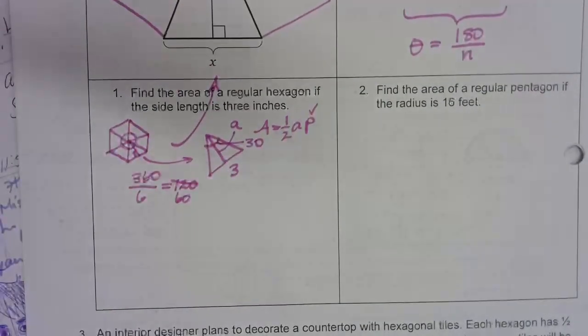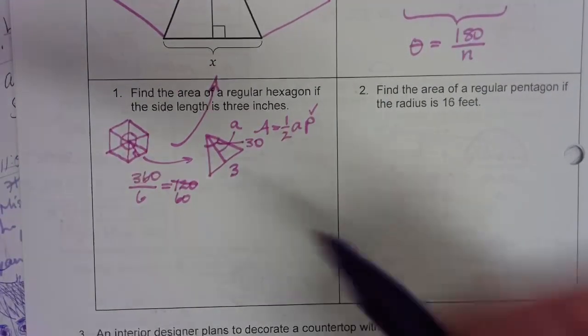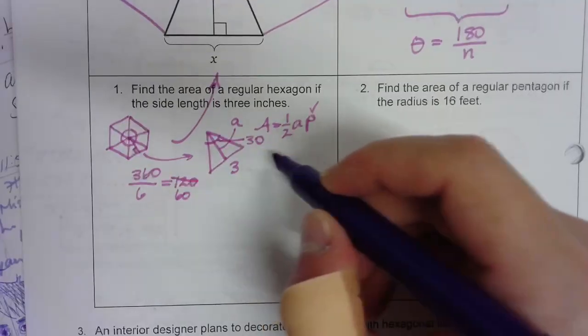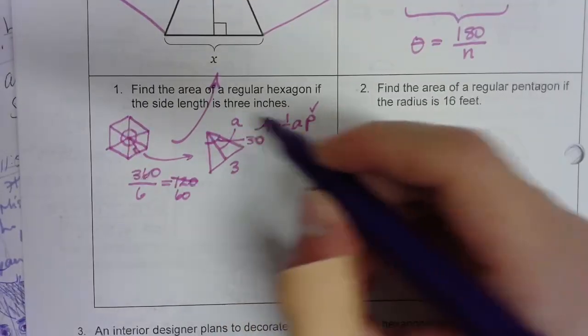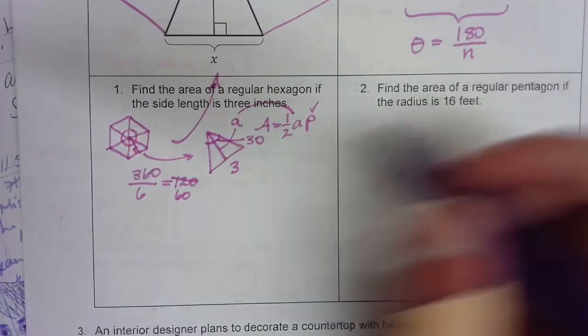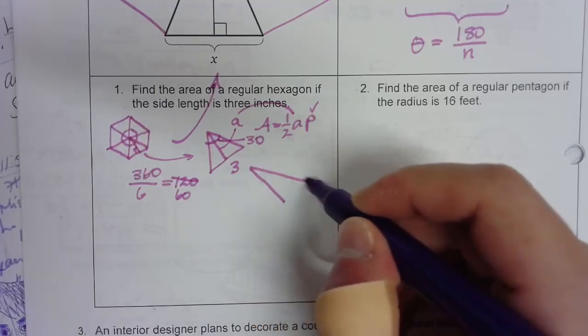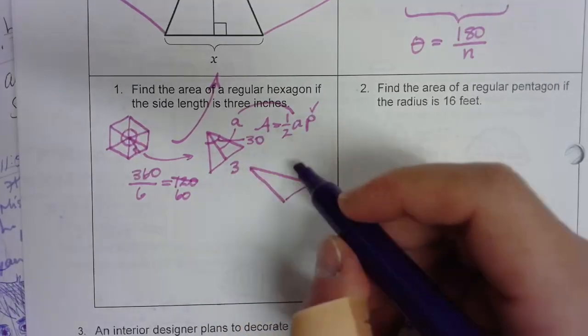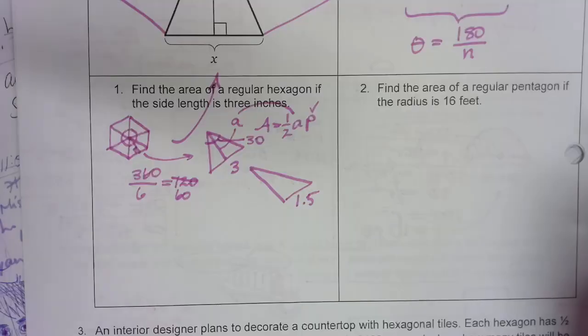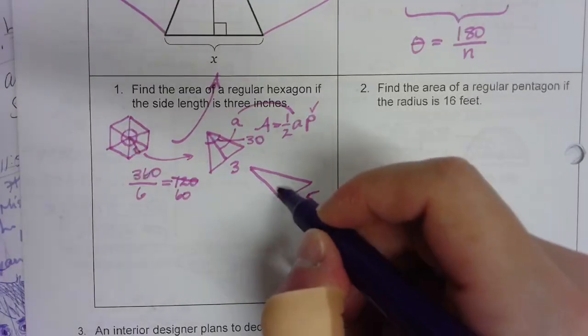So now that I see this picture, I'm going to redraw another triangle. And guys, remember, all I'm trying to do here is get the apothem. Then I'd be done. So I'm going to redraw this triangle one more time. Now, if I take half of 3, that's 1.5 to make this other piece.